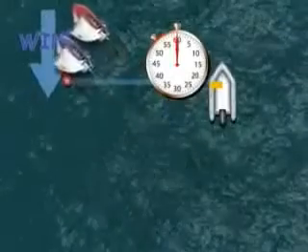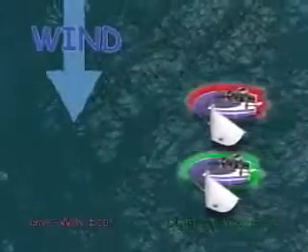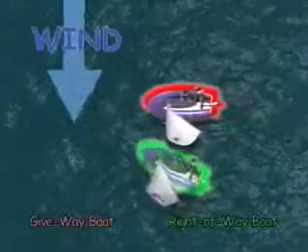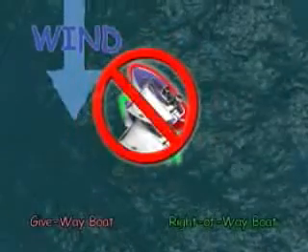Whenever you are the right-of-way boat and want to turn, you must give the other boat a chance to keep clear. You cannot make an abrupt turn that allows no opportunity for the other boat to keep clear.